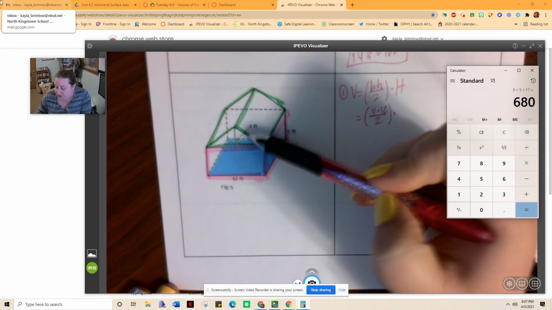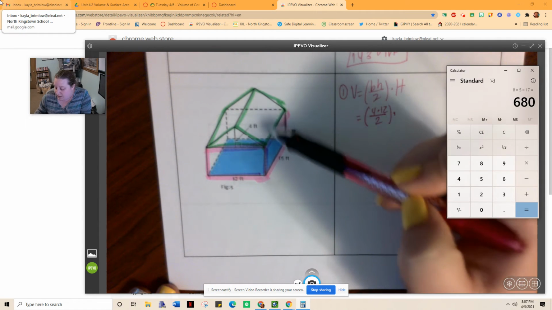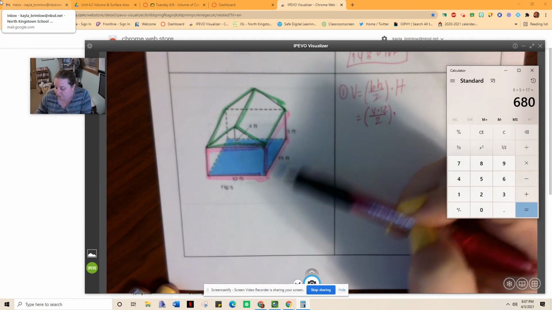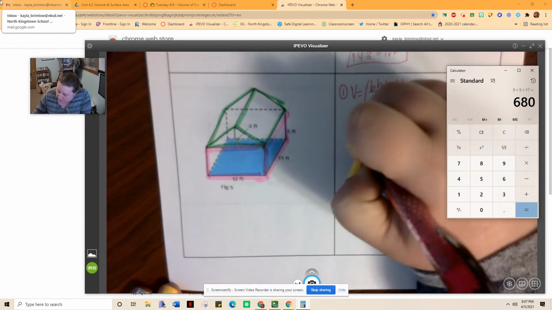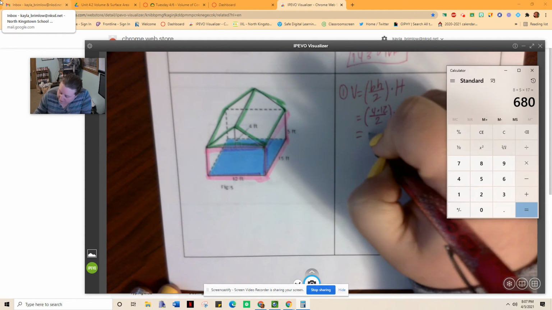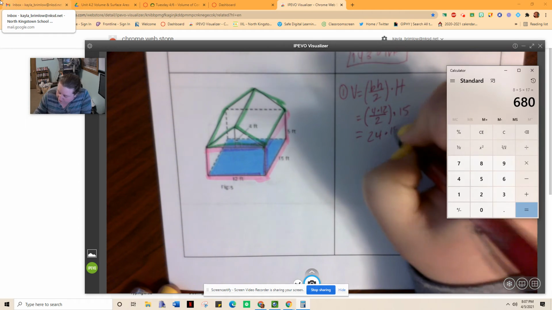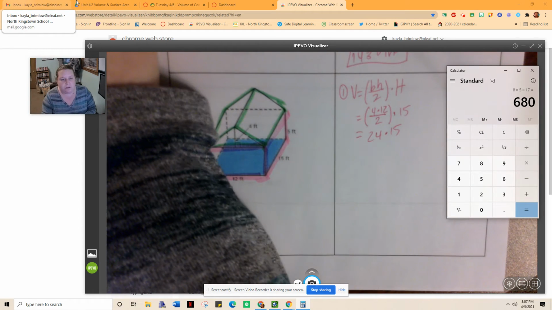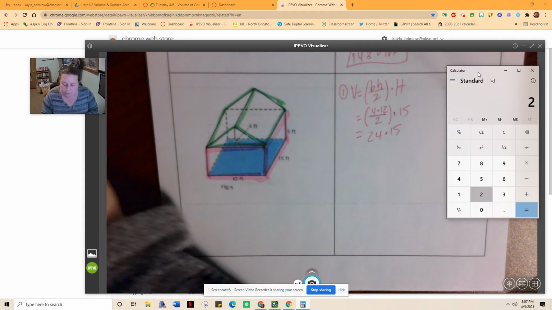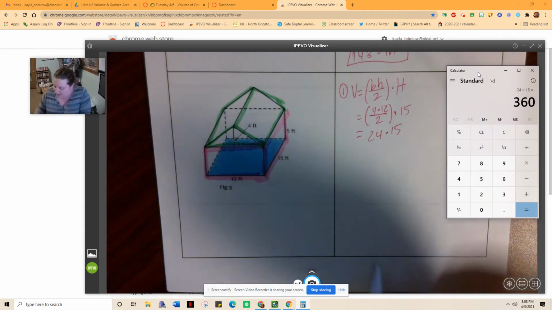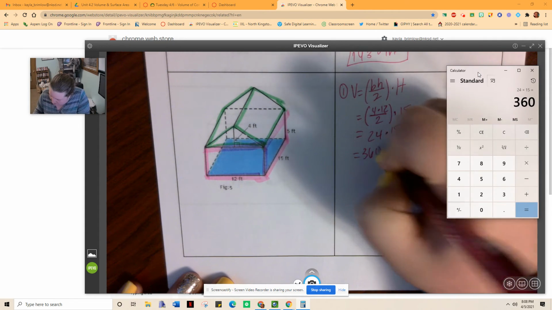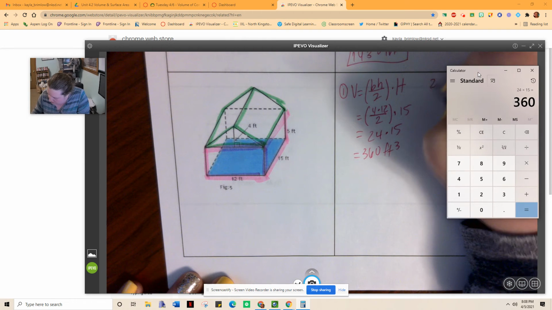So the height of the prism is what connects your two bases. In this case, it's this length right here, which is 15. So 4 times 12 is 48, divided by 2 is 24, times 15. I think this is 360, but never hurts to double check. And it is. So 360 feet cubed.